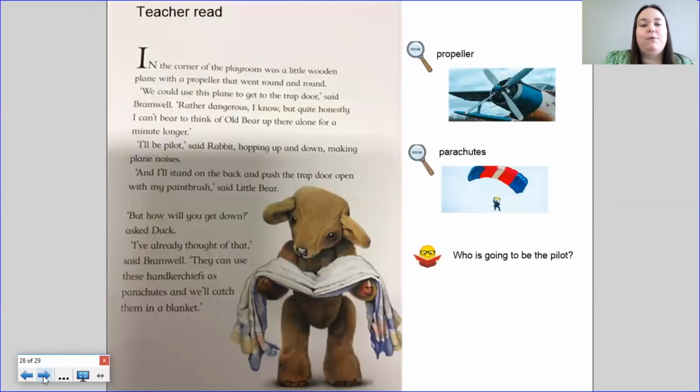In the corner of the playroom was a little wooden plane with a propeller that went round and round, and you'll see that I've put a photograph of the propeller on a real plane.